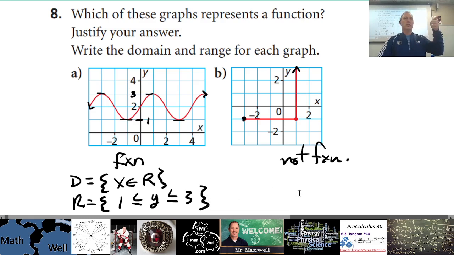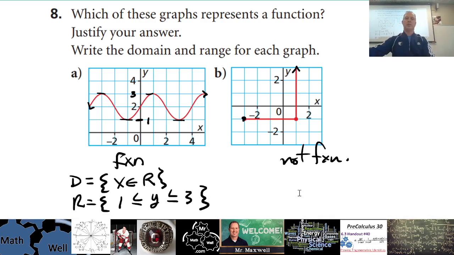Make sense? Any questions there? No? Easy? Hopefully this is getting easy. We've done this enough times. Hopefully this is starting to get easy.